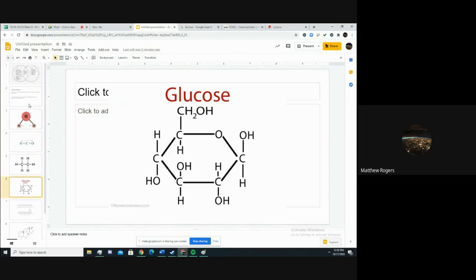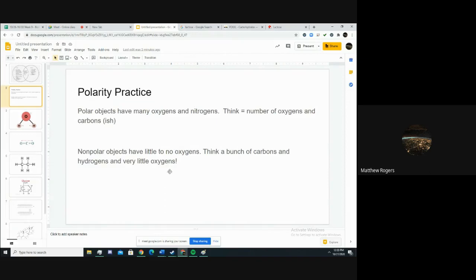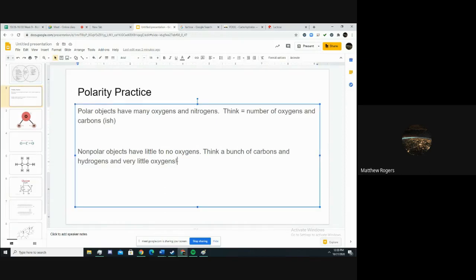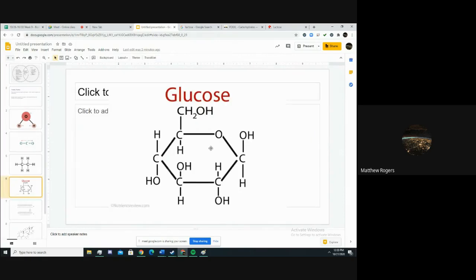And so if we go back to our rules, we can see that polar objects have many oxygens and nitrogens. Think equal number of oxygens and carbons. This guy has the same amount of carbons and oxygens, plus there's just a lot of oxygens here. And like I said, they stick out on the edges. This is a polar item. Glucose is polar. Also, we're going to find out that glucose is a carbohydrate this week. Carbohydrates are always polar. All right, next one.